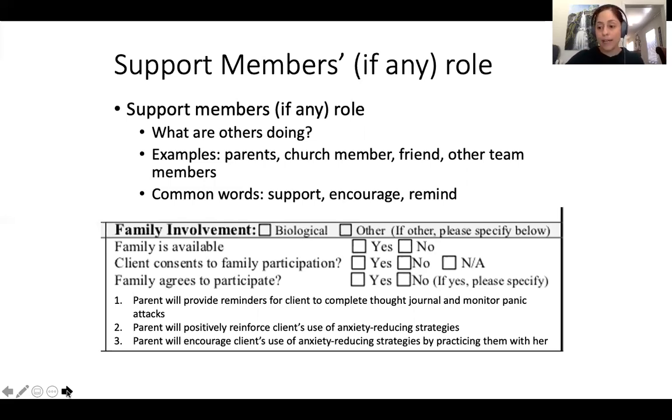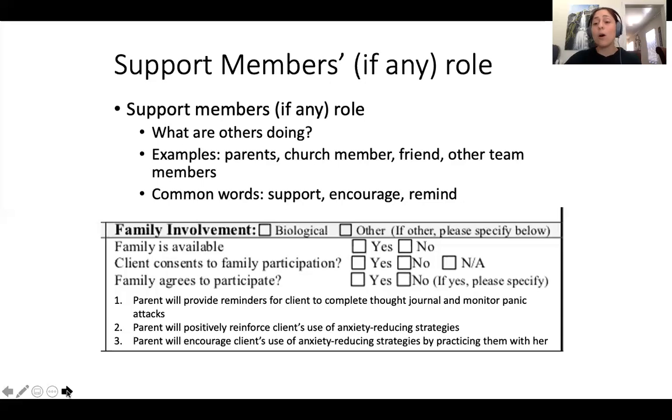You would not write, parent will bring client to therapy. I know that that's helpful and that's important and necessary for the client to come to therapy, but that's just not what we write in a treatment plan. You need to dig a little deeper there, okay?